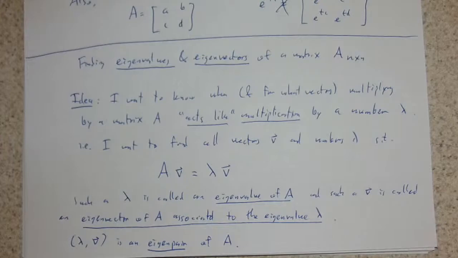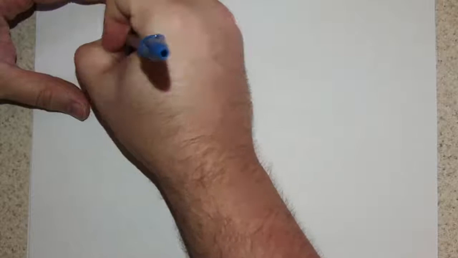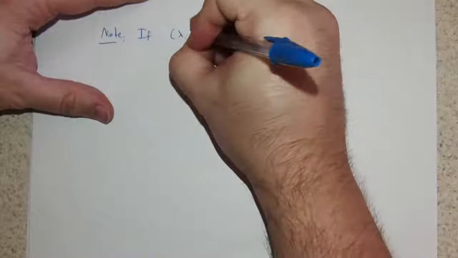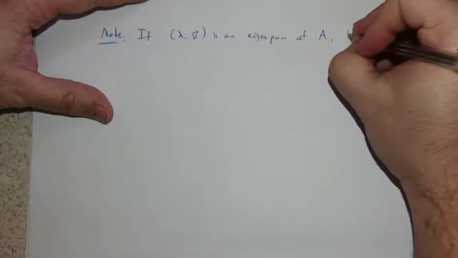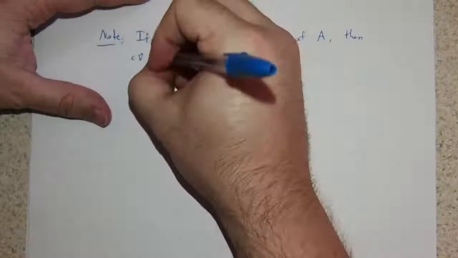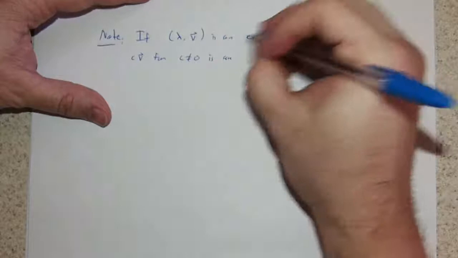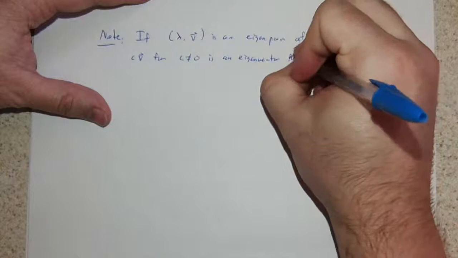All right, so here's a couple of things. Note, if lambda, V is an eigenpair of A, then CV for some scalar C is an eigenvector associated to lambda for A as well.